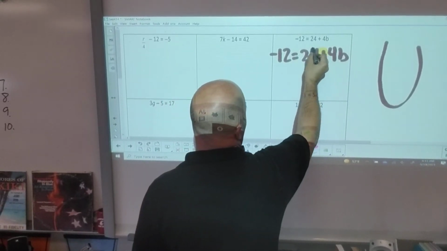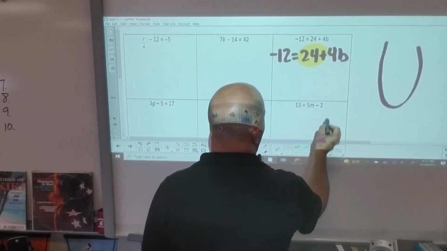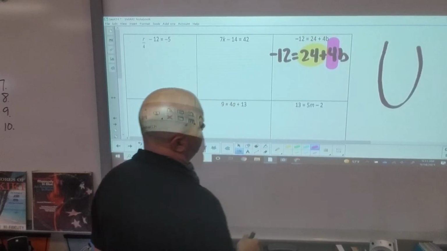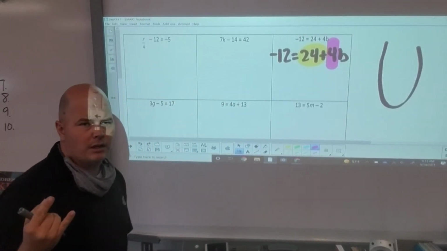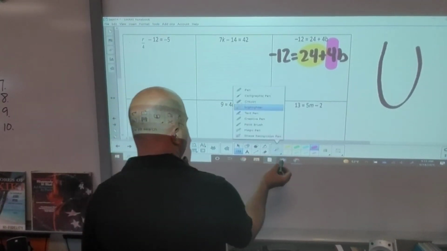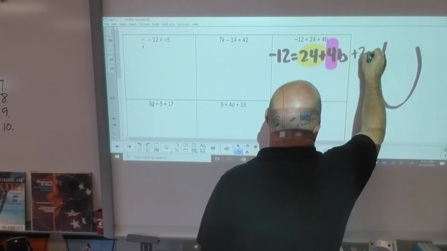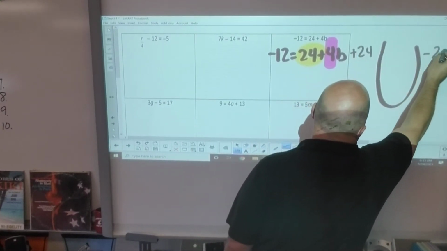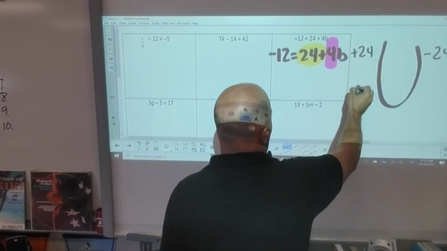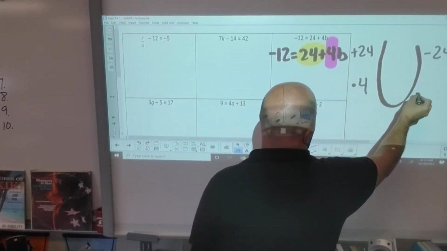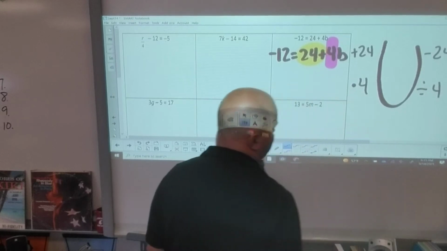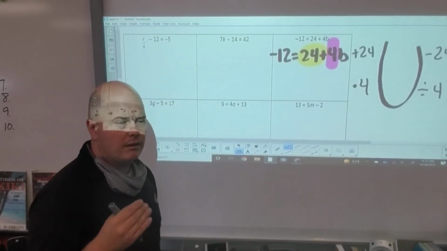Okay, I'm adding 24 and I'm multiplying by 4. Those are the two operations that are happening. So I'm going to write those in. I'm going to go plus 24, so I know I need the minus 24. And then I'm multiplying by 4, so I know I'm going to have to divide by 4.